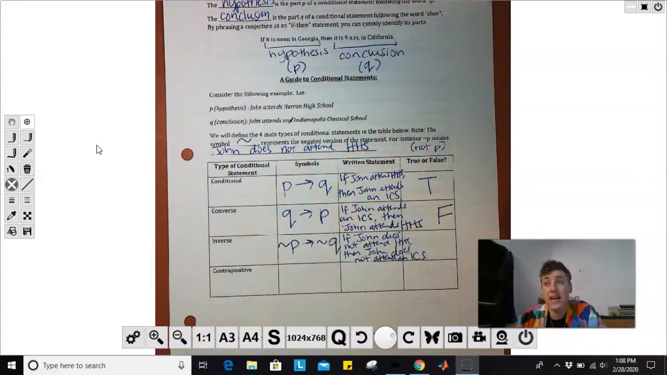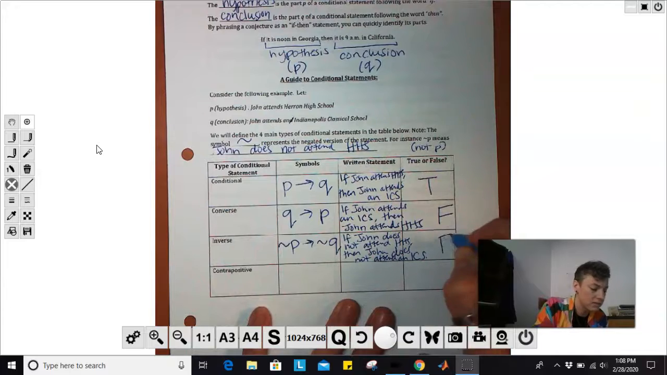All right, B2, is that true? If John doesn't go to Heron, then John doesn't go to an Indianapolis Classical School? No, why not? Again, John could be going to Riverside, which is an Indianapolis Classical School, so that's not true either.